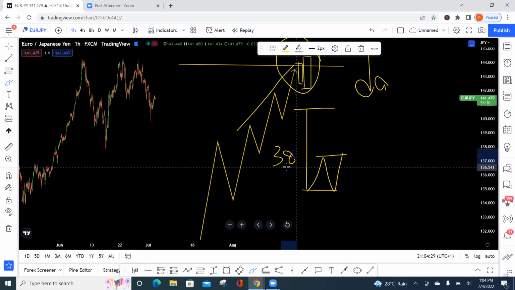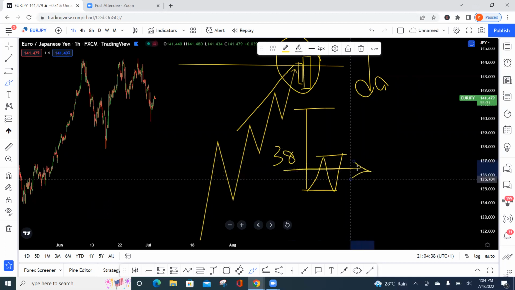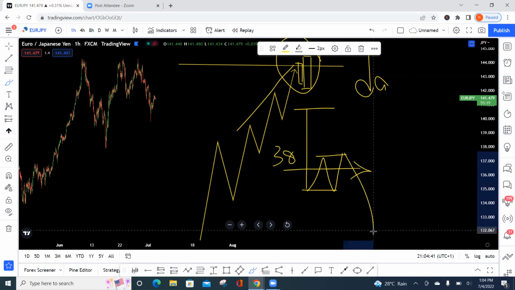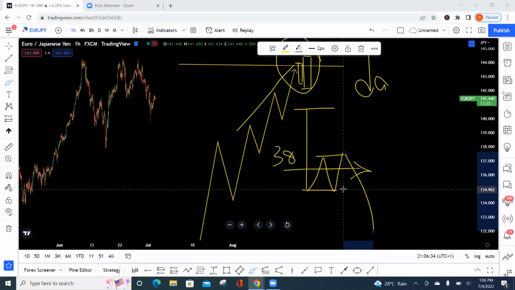Okay. We end at 38% retracement. All right. And that 38% retracement is okay because this is a sideways correction. This one can make a move to the downside. All right. So you can see it's a sideways structure.